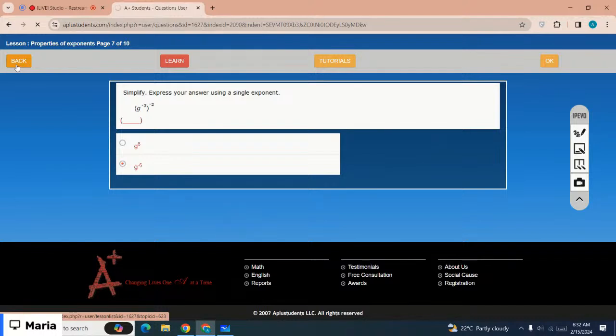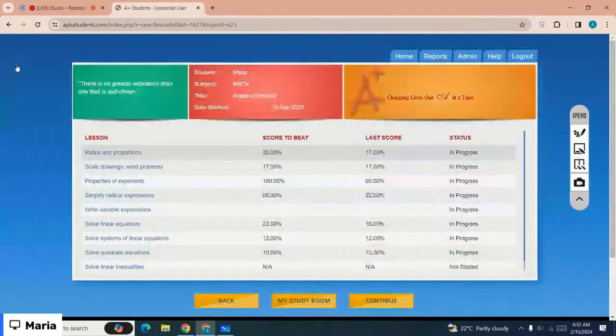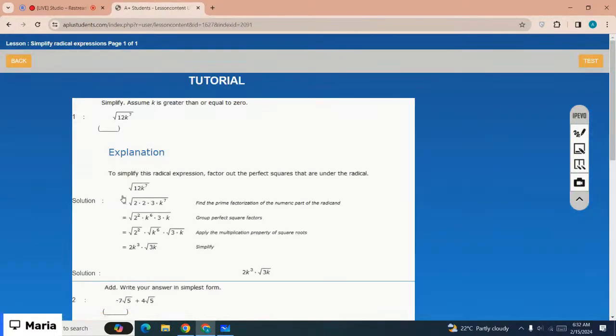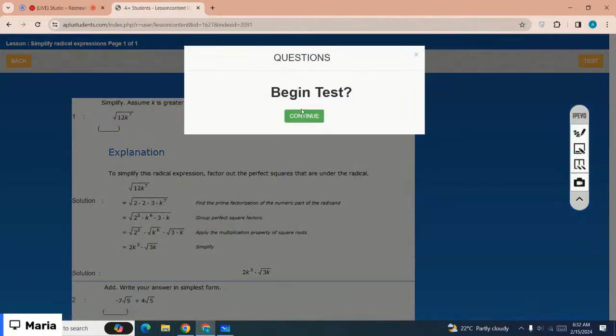Let me just move on to the next lesson, and the next lesson is simplify radical expressions. So let's just start with the next lesson. So now we're going to learn how we simplify the radical expressions. Let's just start with the test questions.